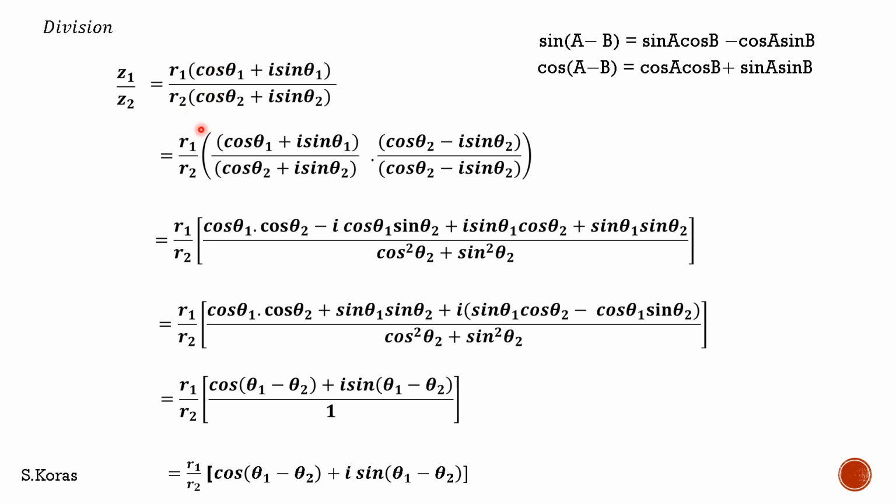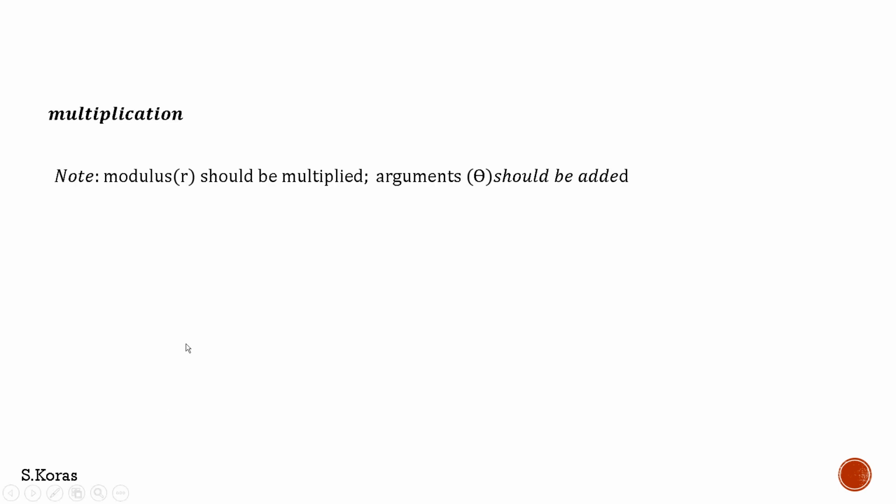There is no need for us to do this whole works. Simply we have to divide the modulus. After that, cos of theta 1 minus theta 2 plus I into sin of theta 1 minus theta 2. So now we know how to multiply and how to divide two complex numbers. For multiplication, multiply the modulus and add arguments.